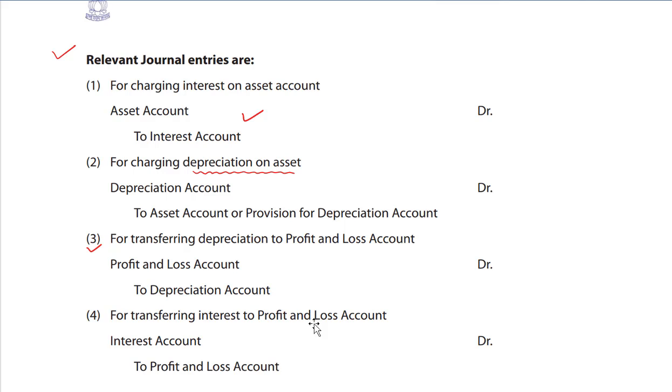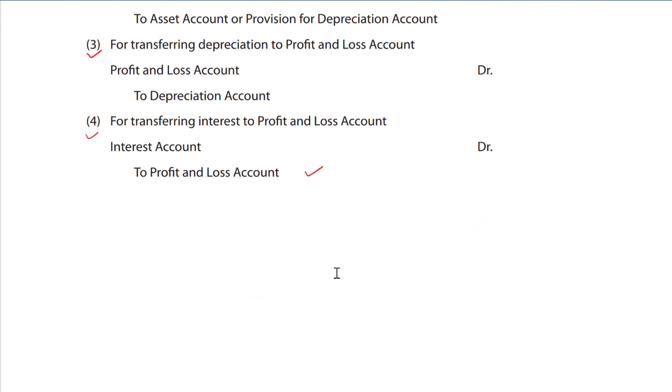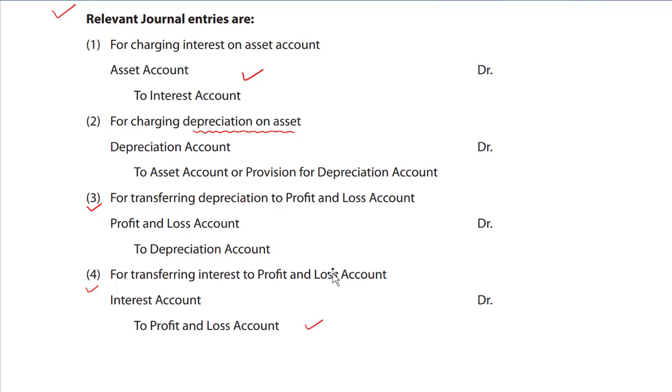We have transferred the depreciation to profit and loss account over here. Fourth, for transferring interest to profit and loss account, the interest account will be debited and the profit and loss account will be credited. I believe it is clear.